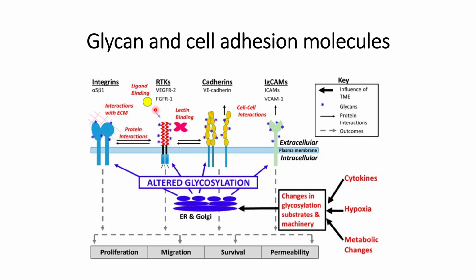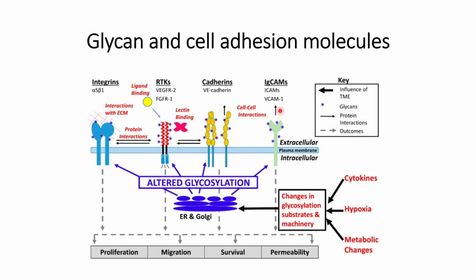And this altered glycosylation might impact the lectin binding affinity, and this might lead to the weakening of the cell adhesion to neighboring molecules, and that will lead to changes in proliferation, migration, survival, and permeability. These things might get affected because of the altered glycosylation, as the interaction between different cells through the cell adhesion molecule glycan profiles got disturbed.